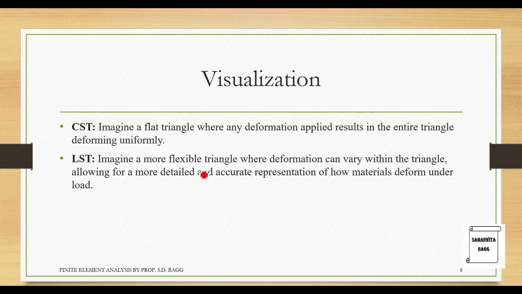So when I talk about a CST element, say if this is the element, when you apply load, this will bend uniformly from all the ends. It will be something like this, bending all uniformly. But when I talk about LST, it could deform something like this. So it is showing non-uniform deformation.